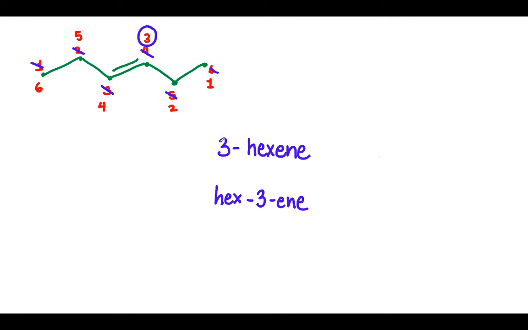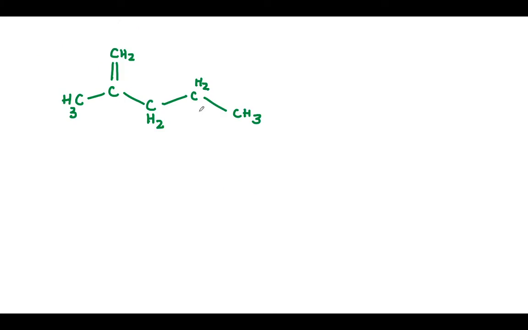So this is how you would name this particular molecule. You always want to number your molecule such that your double bond has the lowest possible number, right? Just like in our previous lesson, when we looked at alkanes, you wanted our side groups to have the lowest possible number. Same thing here. You want your double bonds to have the lowest number as well.